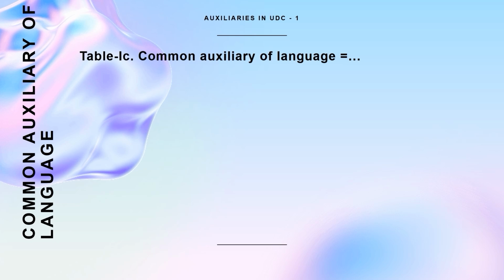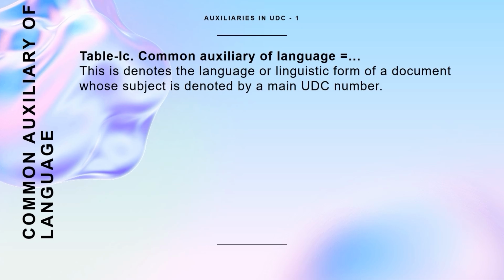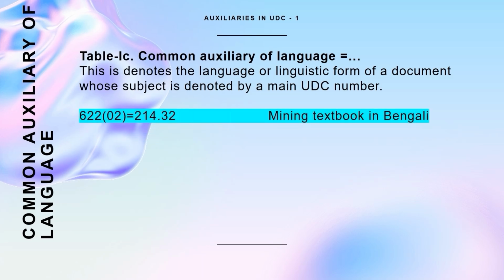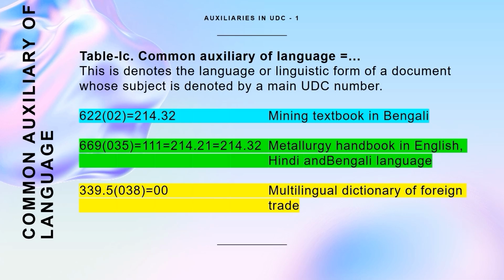So this common auxiliary of language denotes the language or linguistic form of a document whose subject is denoted by the main UDC number. So you see the example, mining textbook written in Bengali. So mining, that is 622, 02 is for textbook, and this textbook is written in Bengali language, so equal to 214.32 is for Bengali language. It has been taken from the language table.